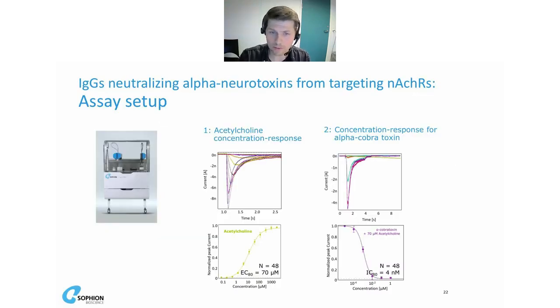Again employing the QPatch, we made an acetylcholine dose response experiment, and you see the raw traces of the acetylcholine receptor response to increasing concentrations of acetylcholine. We did this to find an appropriate concentration giving 80% activation of the receptors. This concentration could then be used to evaluate alpha-cobratoxin, a toxin from a cobra. Again, we could make a dose response curve, finding the IC50 value, which we used in the following experiments.